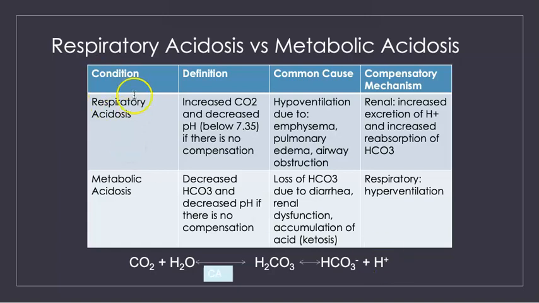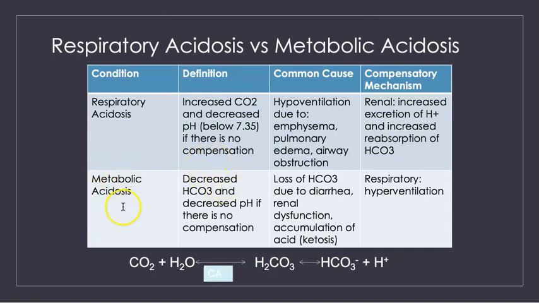So because the problem is respiratory in nature, the only way the body is going to be able to compensate for that is with the kidneys, okay? So in this case, the kidneys are going to excrete more of the hydrogen ions, and it will try to reabsorb more of the bicarbonate. Okay, that's your body's way to compensate for that.